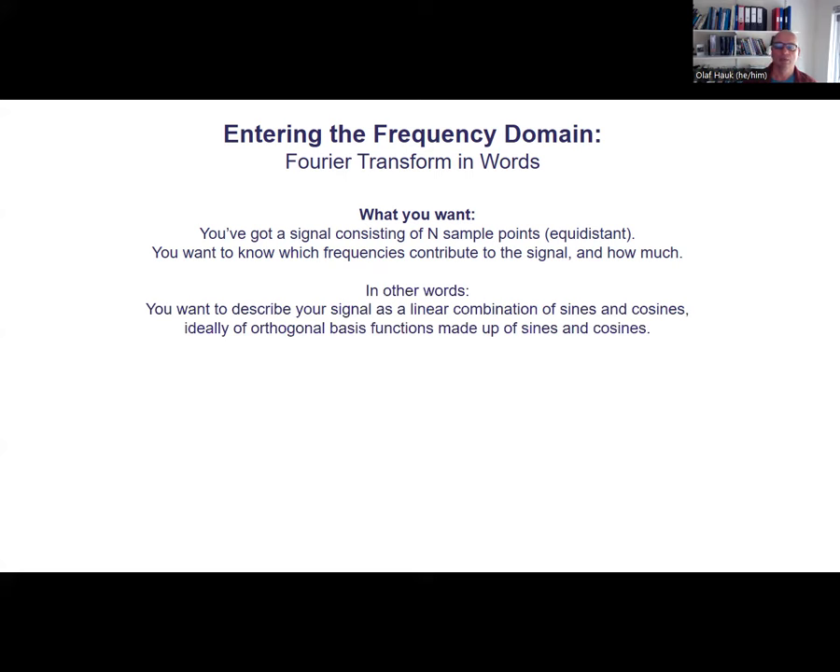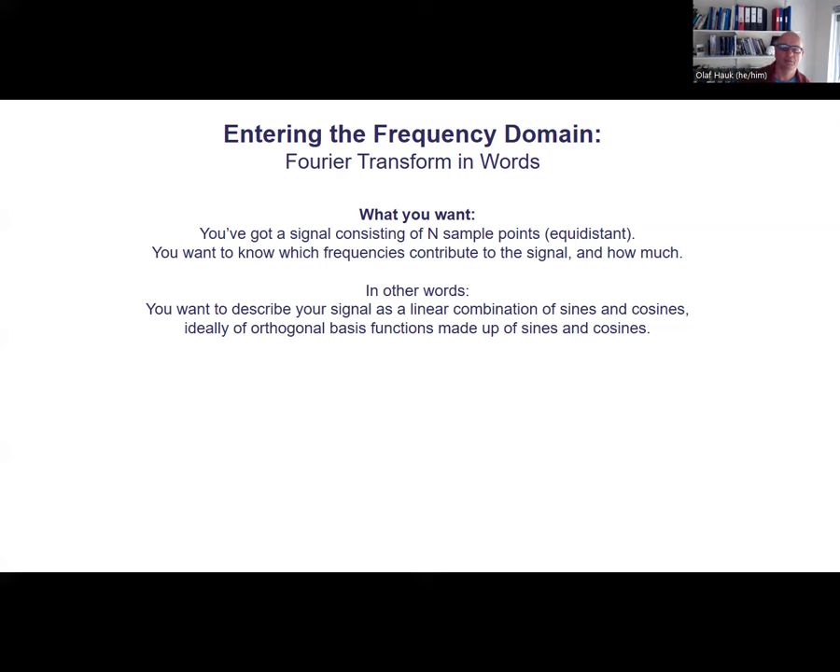So what can we do? First of all, we can describe the problem differently. You want to describe your signal as a linear combination of sines and cosines. That's another way of saying we want to use these sines and cosines at different frequencies as basis functions.